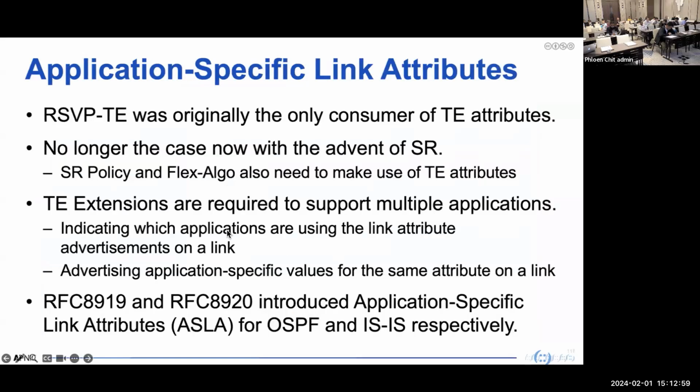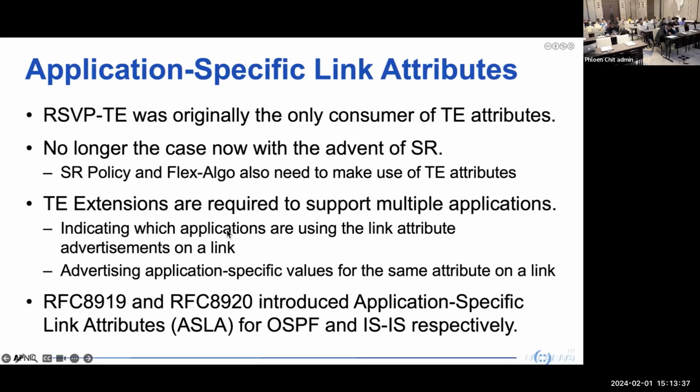Talking about traffic engineering extensions, RSVP-TE was originally the only consumer of the TE attributes, but now it is no longer the case because now we have segment routing. Segment routing, like SR policy and Flex-Algo, also needs to make use of the TE attributes. Therefore, TE extensions are now required to support multiple applications, with the capability of indicating which applications are using the link attribute advertisement on the link and advertising the application-specific values for the same attribute on the link.